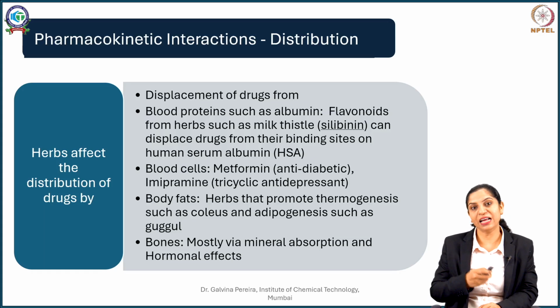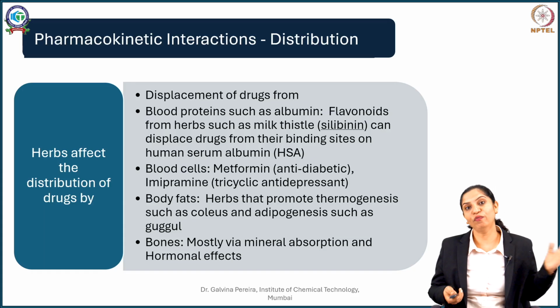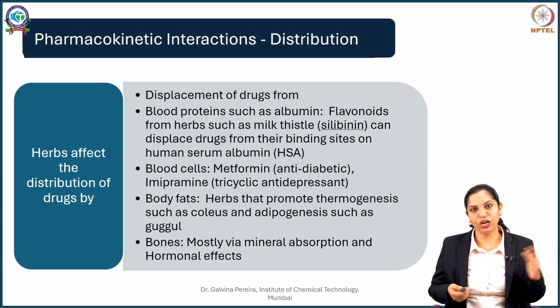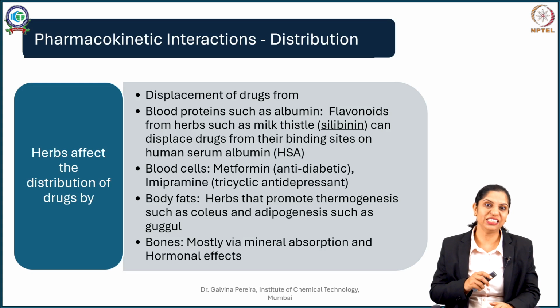Say, for example, you are consuming a herb which will cause depletion of these fat deposits. There are herbs that promote thermogenesis such as coleus. It will cause burning up of ATP. If it is burning ATP, our body will require more energy, and this energy it takes from fat molecules. So your fats are sacrificed to produce more ATP. But when the fats are sacrificed, the drug which was initially deposited in that fat is also released. So we need to be careful about that.